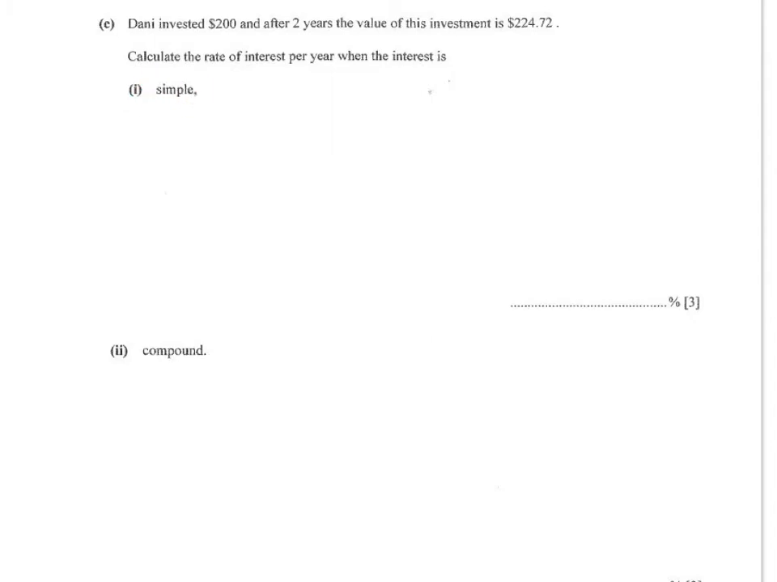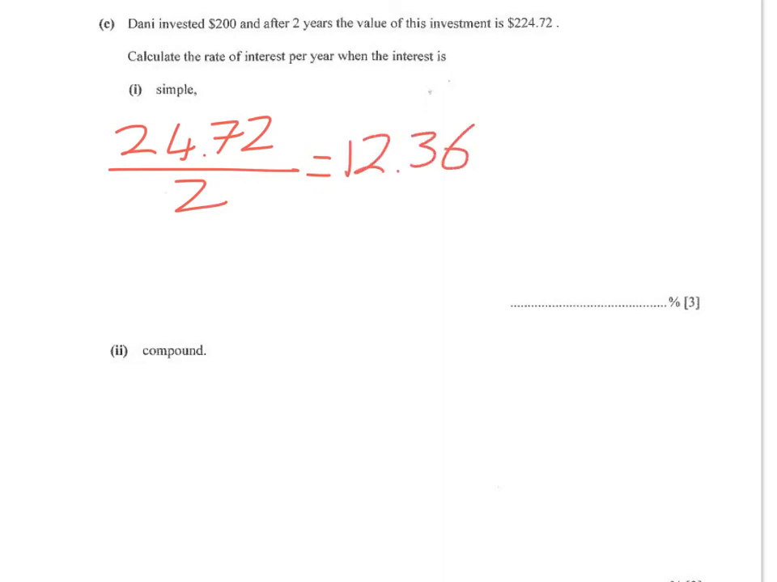So in simple interest, the first thing we're going to do is work out how much he's making per year. Now, over those 2 years, he made a whole $24.72. So that means each year he's earning $12.36. So we've got to work out what $12.36 is as a percentage of $200, because that's what he's earning each time.